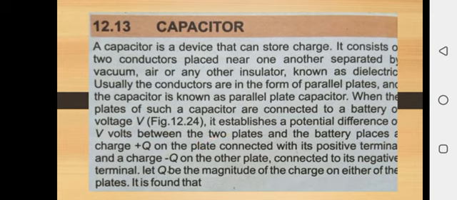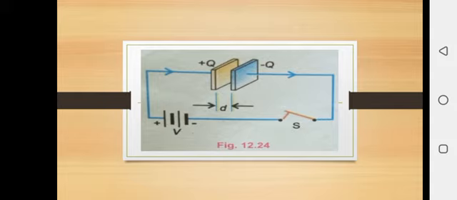Today we are going to start topic number 12.13, capacitor. The simple definition of capacitor is: a device which is used to store charge is known as a capacitor. And after its definition, write a little explanation about capacitor.